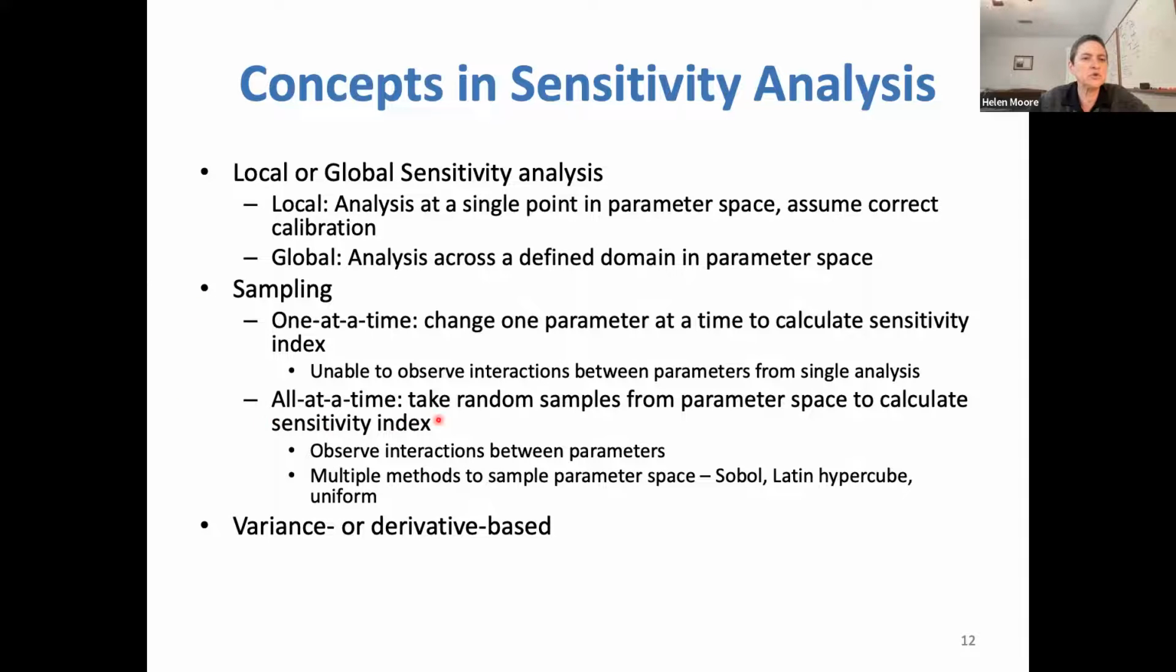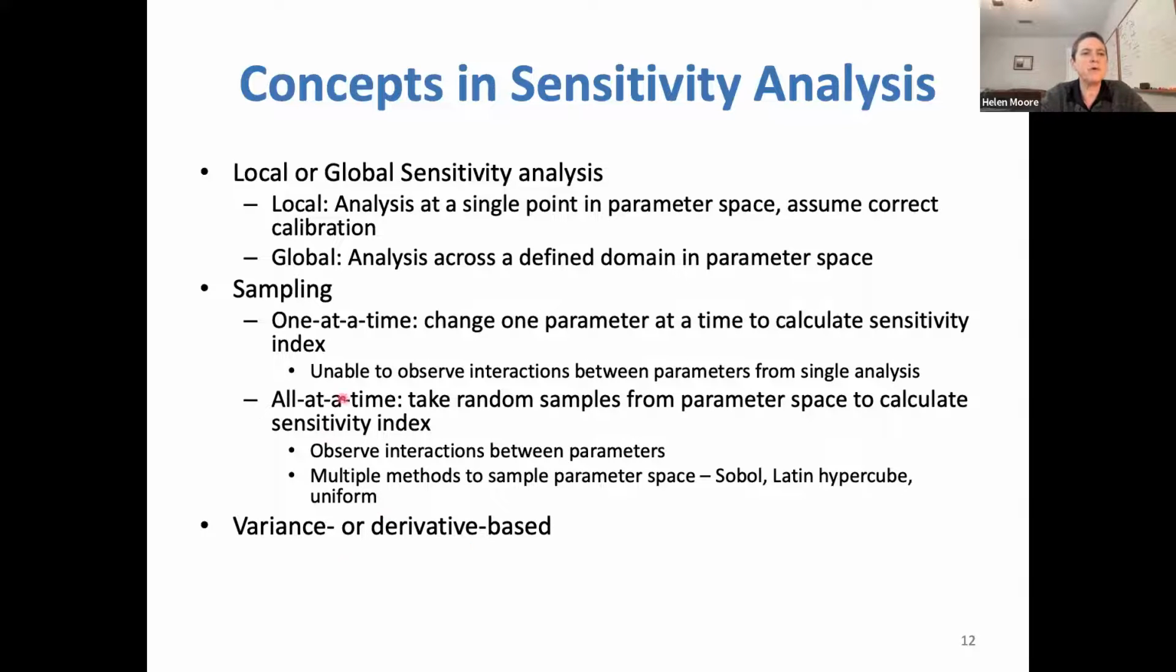And then we could do all at a time, where we're taking points in the parameter space, not just changing one parameter or another. We're actually moving multiple parameters at the same time. We're moving through the parameter space where things are changing, so we're not holding all of the other parameters fixed while we move one of the parameters or more. There are different methods to do this, and we also have the variance-based methods or derivative-based.